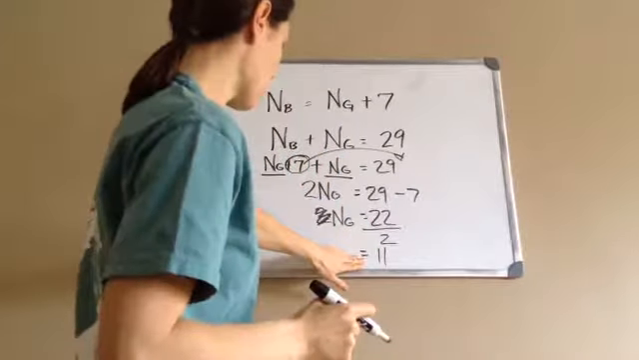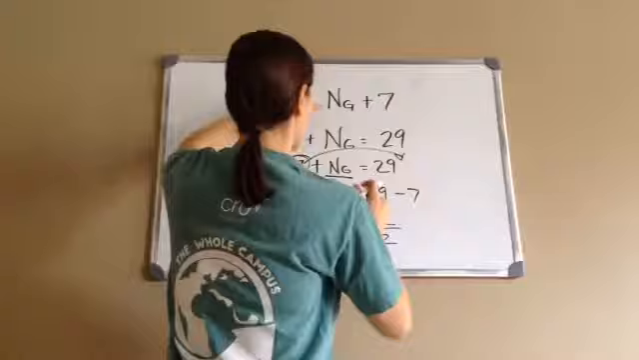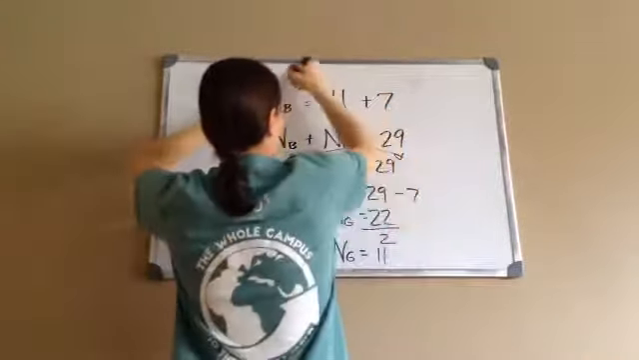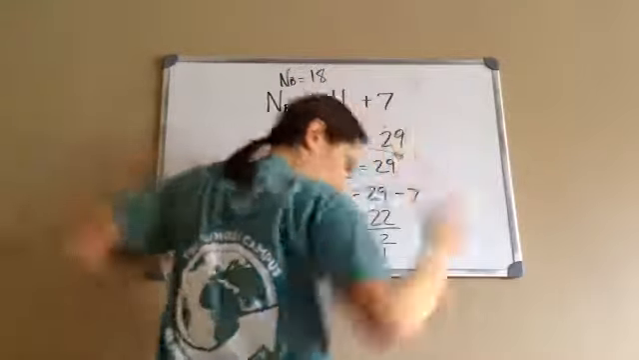So now we can go up here, since NG equals 11, put it into the problem. 11 plus 7, NB equals 18. See how we do that?